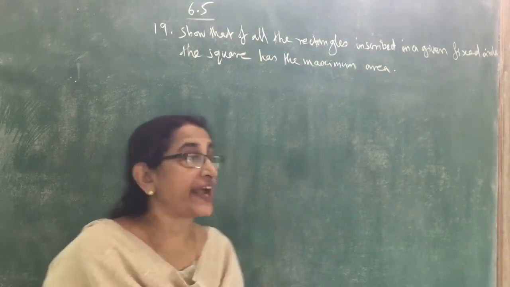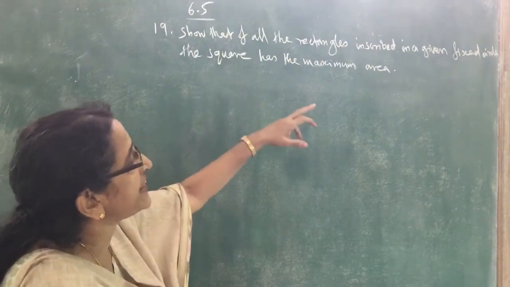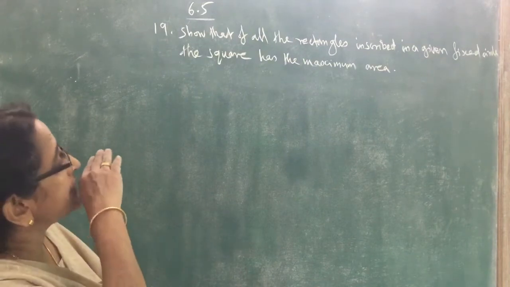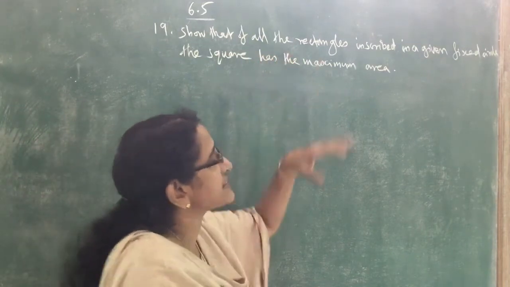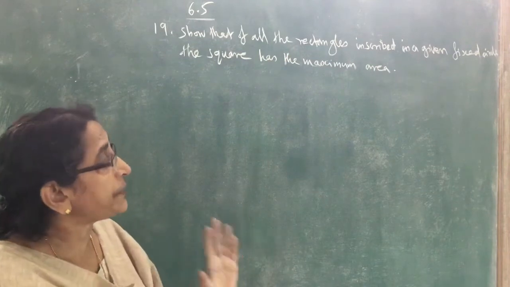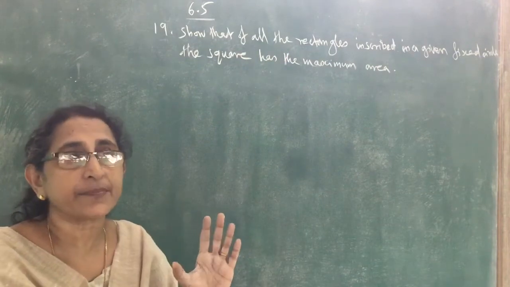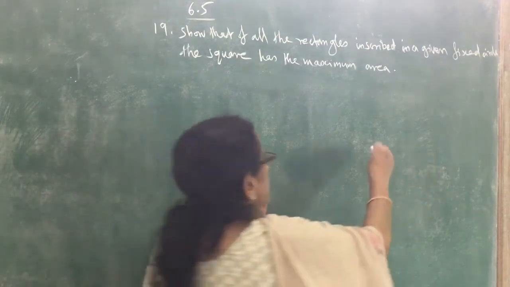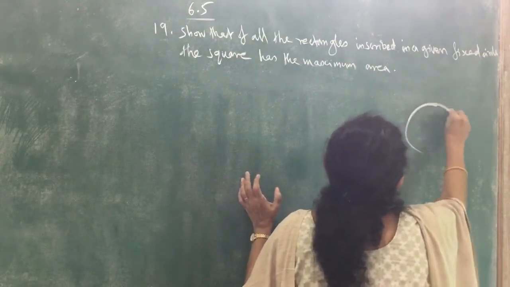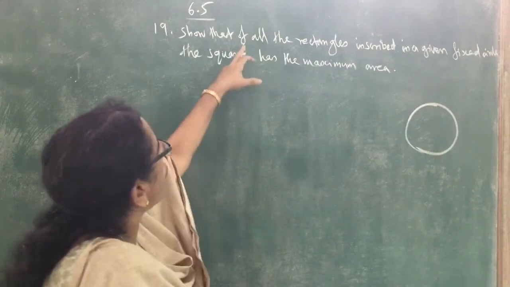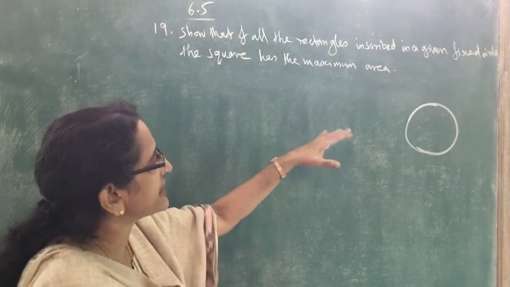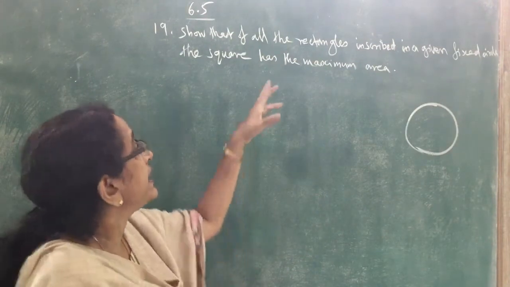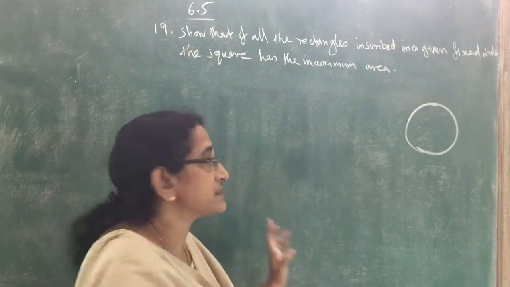Problem 19: show that of all the rectangles inscribed in a given fixed circle, the square has the maximum area. Given fixed circle means that the circle is given, so the radius of the circle is a constant. Suppose a rectangle is inscribed in the circle.